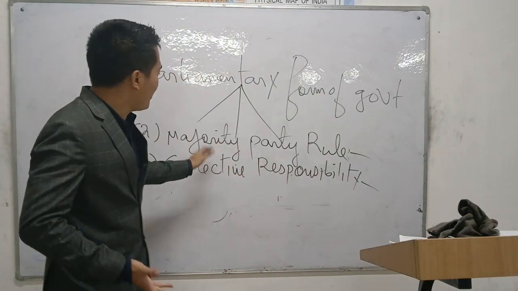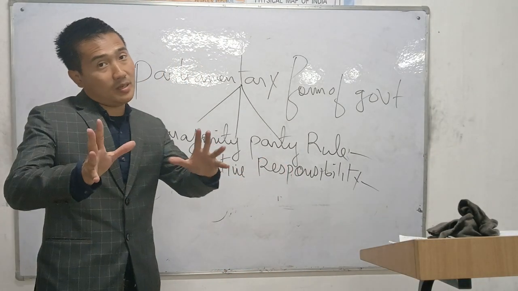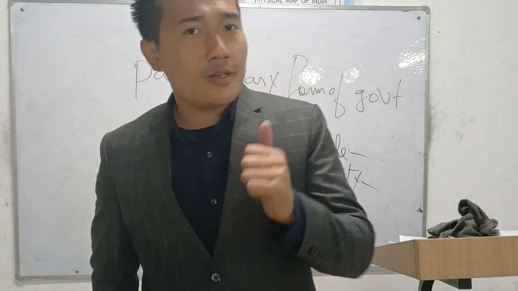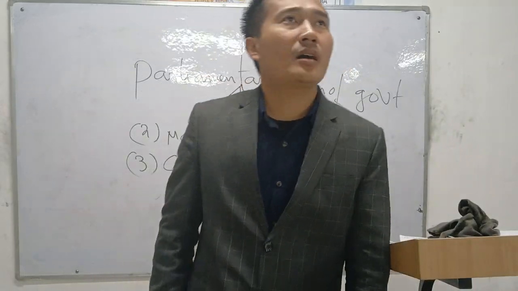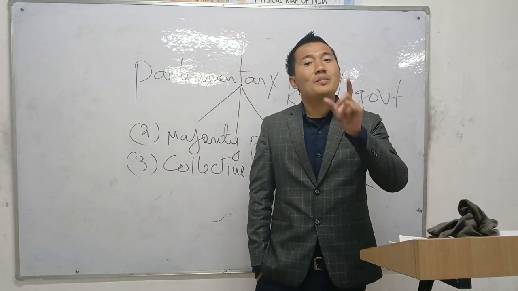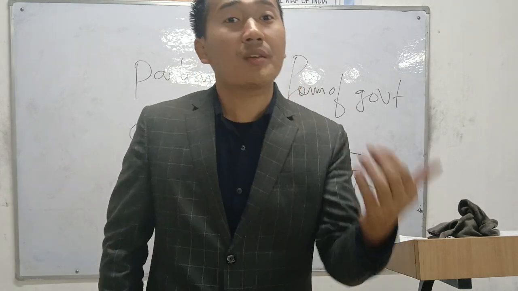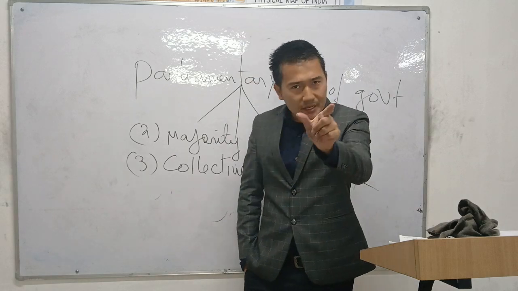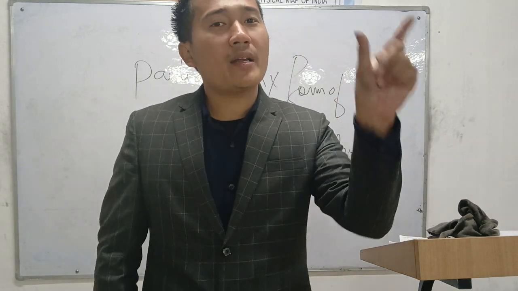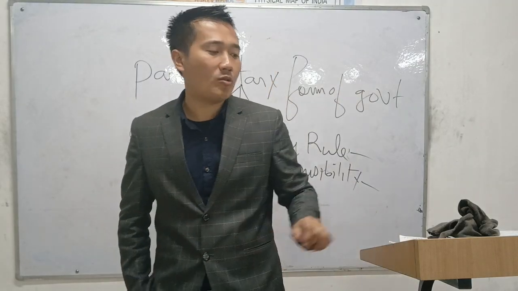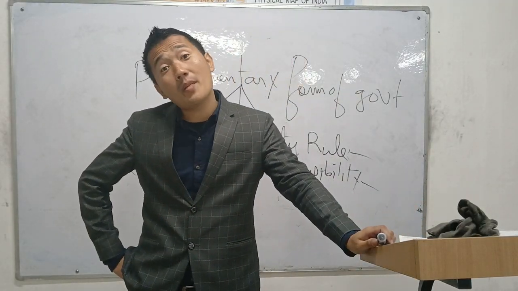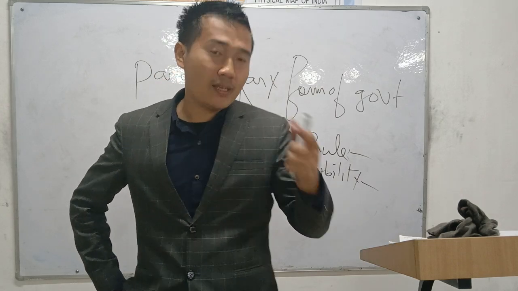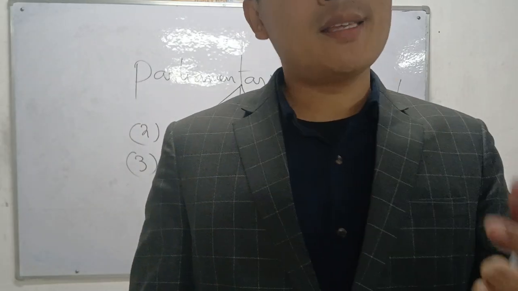And the next is collective responsibility. Collective responsibility means the ministers are every time responsible to the lower house. Please write it. This is going to be asked in NPSC. In short, collective responsibility means the ministers headed by the Prime Minister or the Chief Minister are responsible every time to the lower house, anytime. Lower house means what? The Lok Sabha, or the State Legislative Assembly. In the state, we have a lower house which is known as the State Legislative Assembly.